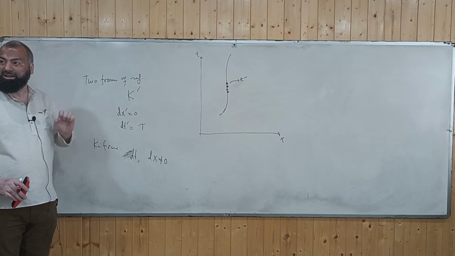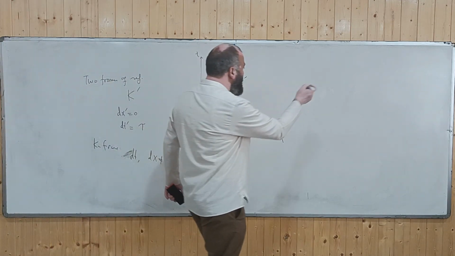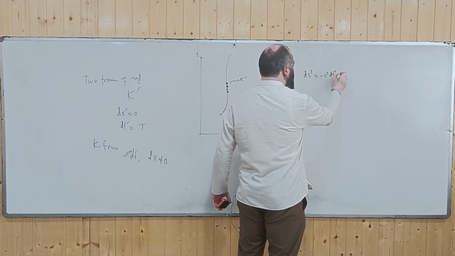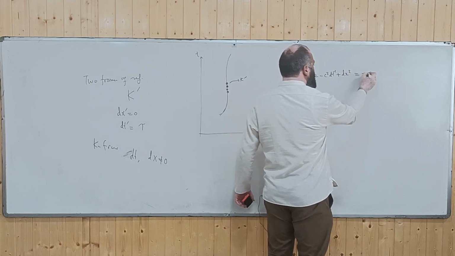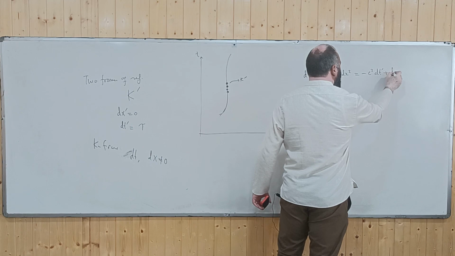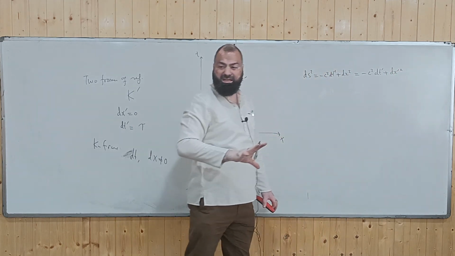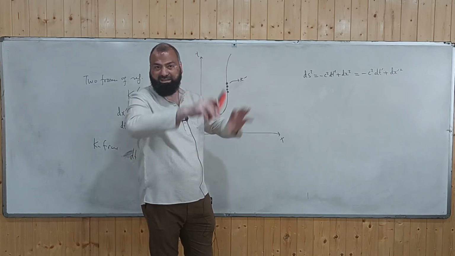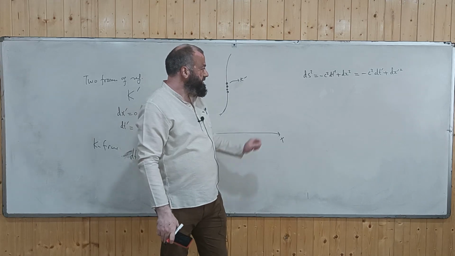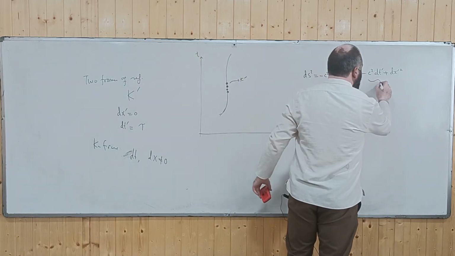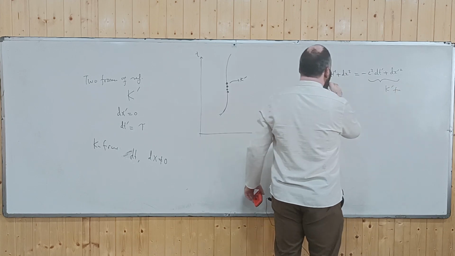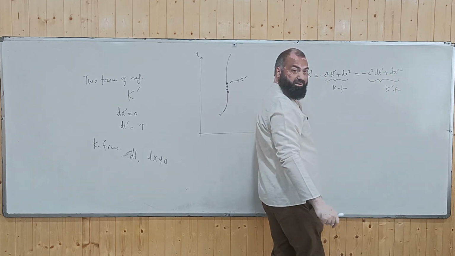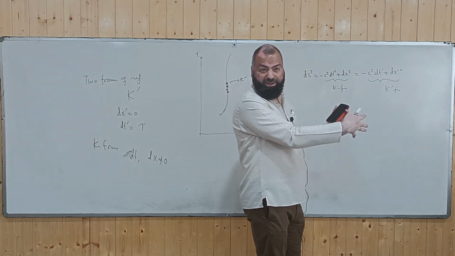Now, by invariance of the interval, which we have shown, ds square is equal to minus c square dt square plus dx square. That is the same as minus c square dt prime square plus dx prime square. I am considering only two coordinates, x and y, since I am considering motion only along the x direction, not along an arbitrary direction. This is your K prime frame, and this is the K frame. Now this object is 0. This is the invariance of the interval we have shown already.